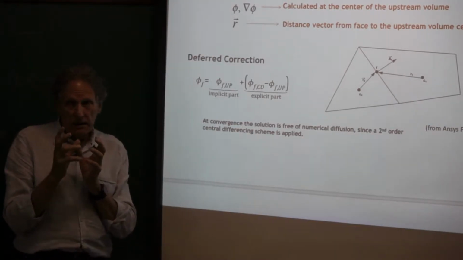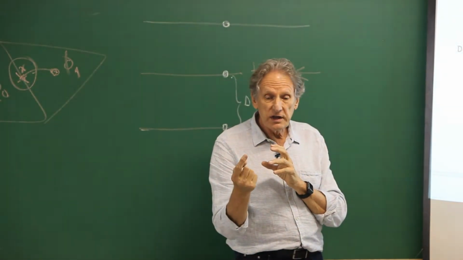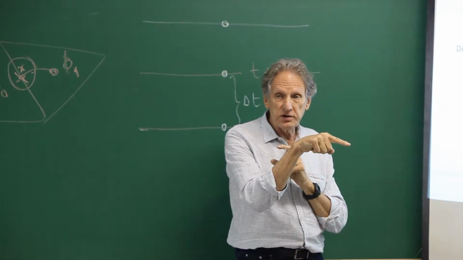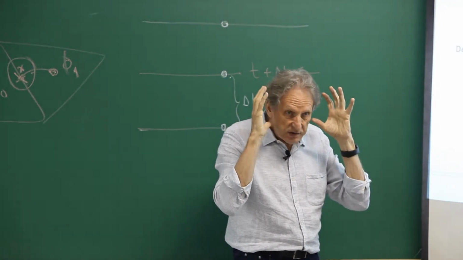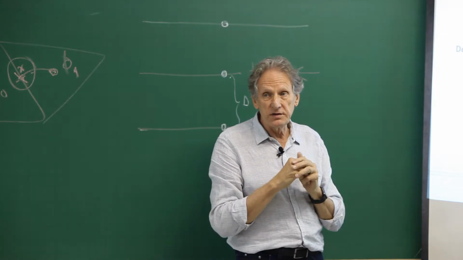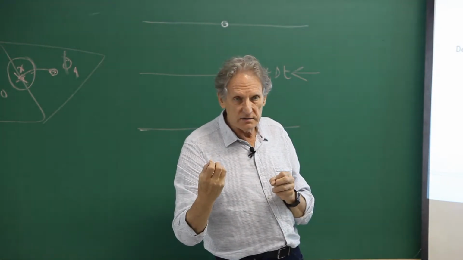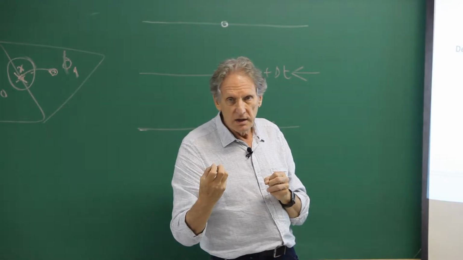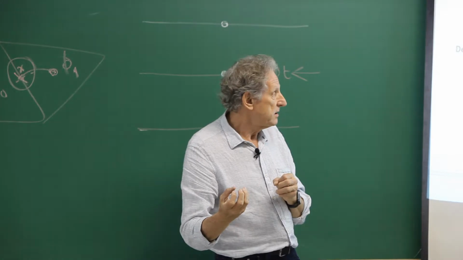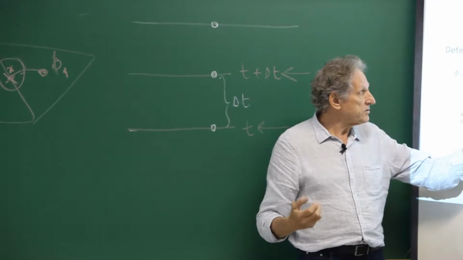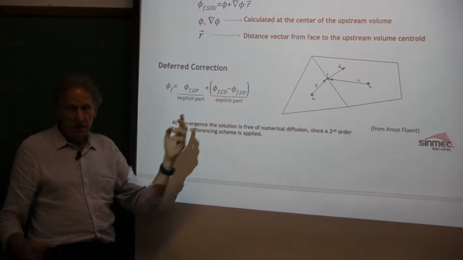Everything which is implicit, of course, is in the matrix coefficients, in the matrix of your linear system. If it's explicit, it's in the right-hand side of the system, the normally called B term. This goes to the right-hand side. You do its explicit part.